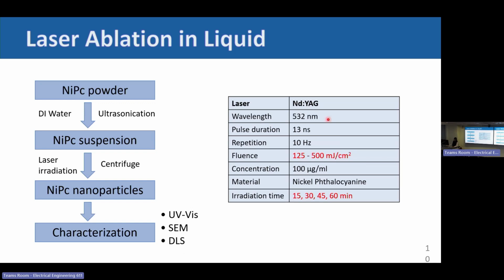And you can see on the right-hand side is the parameters of the laser. The wavelength is 532 nanometers, and the pulse duration is 13 nanoseconds. And the repetition rate is 10 hertz. And the fluence, which means the energy density of the laser, will be changed from 125 to 200 millijoule per square centimeter to see its effects on the result. And the concentration of the raw material is 100 milligram per milliliter. And the material chosen is nickel phthalocyanine. And also the irradiation time will be changed from 15 to 60 minutes to see its effects on the result.